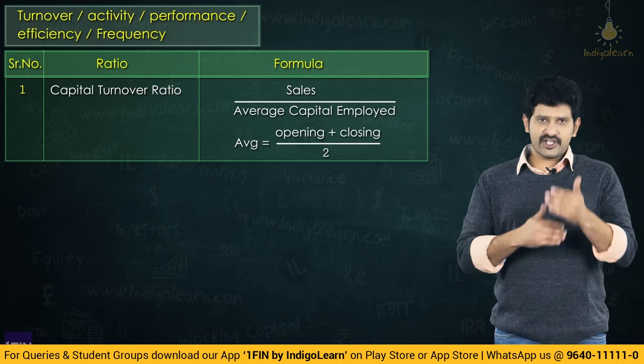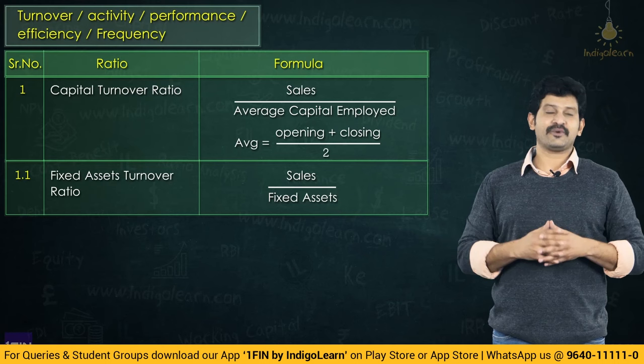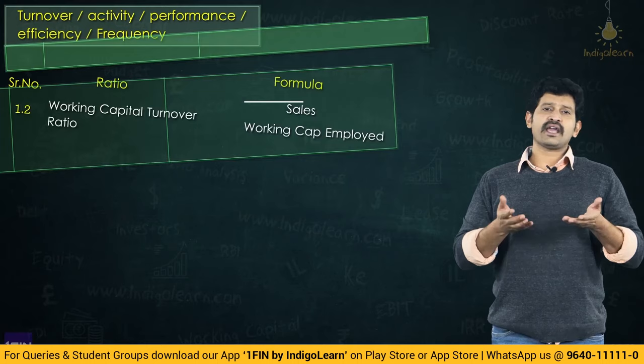The next one, fixed assets turnover ratio. Now, what is fixed assets turnover ratio? In the same fashion as capital turnover ratio, it is sales by fixed assets. Usually, this ratio is helpful for manufacturing concerns because they invest a lot in fixed assets. Therefore, this will indicate how many times the sales are for the investment made in fixed assets. Therefore, fixed assets turnover ratio is sales by fixed assets. Similarly, working capital turnover ratio is sales by working capital.